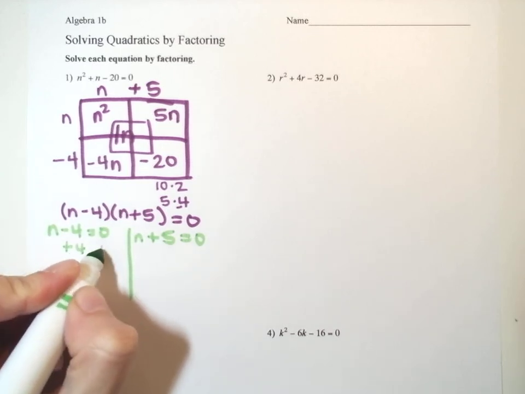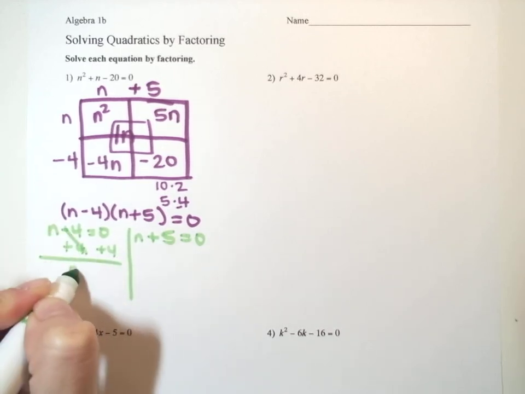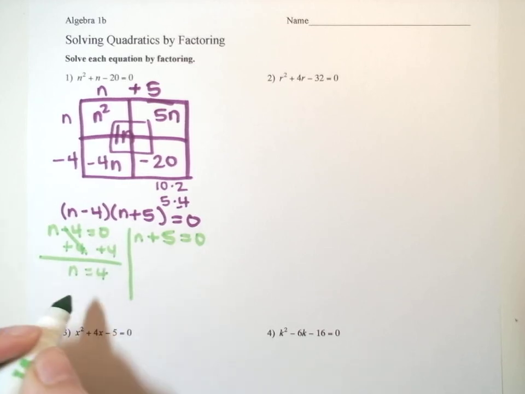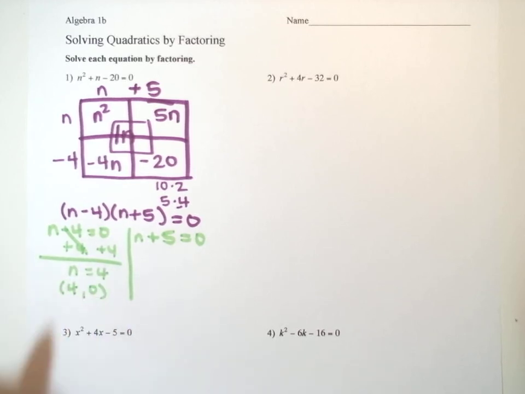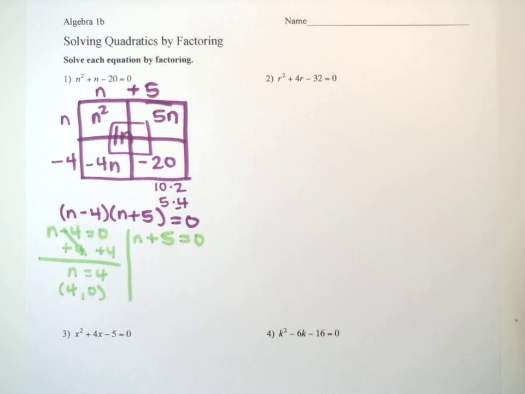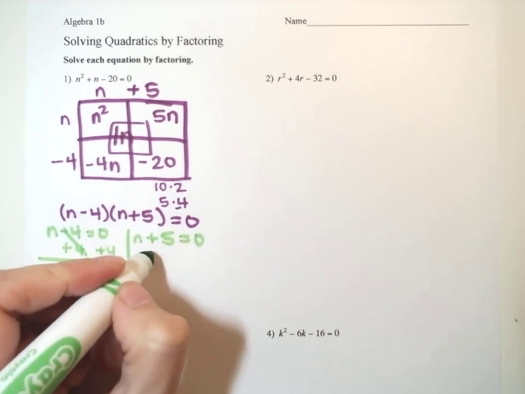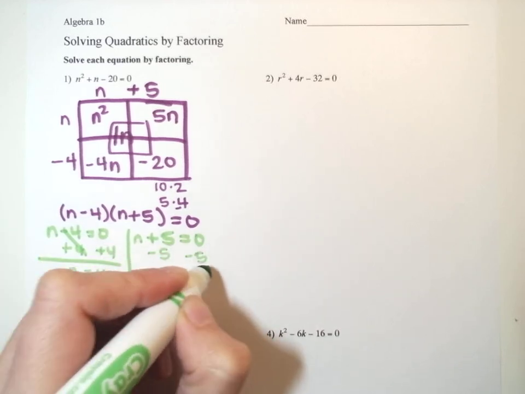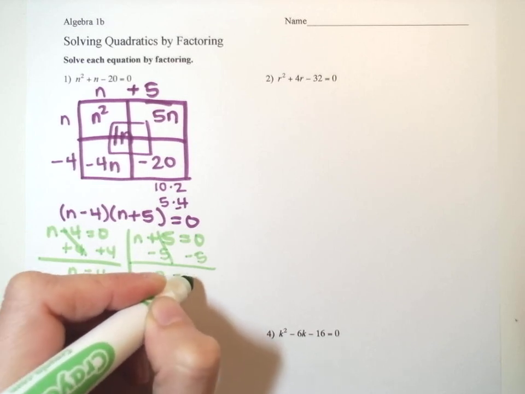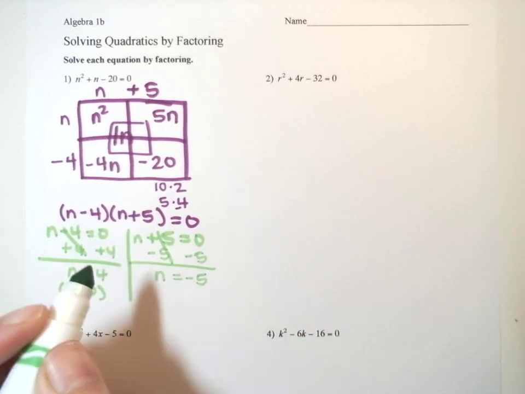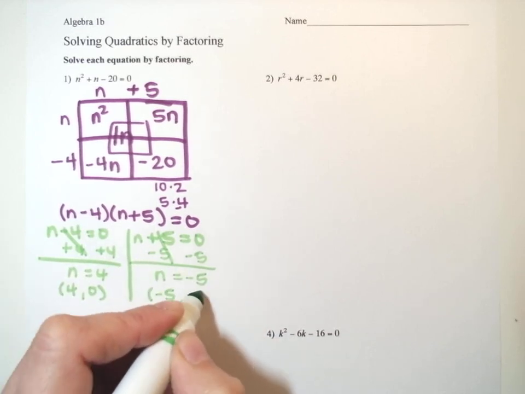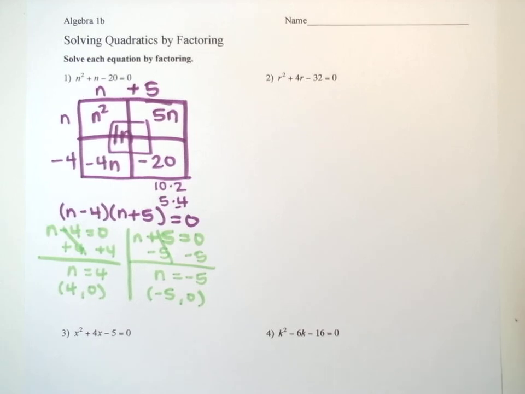So we add 4 to both sides, and n equals 4. So our x-intercept is 4, 0. Then we solve for n over here by subtracting 5 from both sides, and n equals -5. So our other x-intercept is -5, 0. Okay, so you're going to go ahead and do that for the rest of the problems on this assignment.